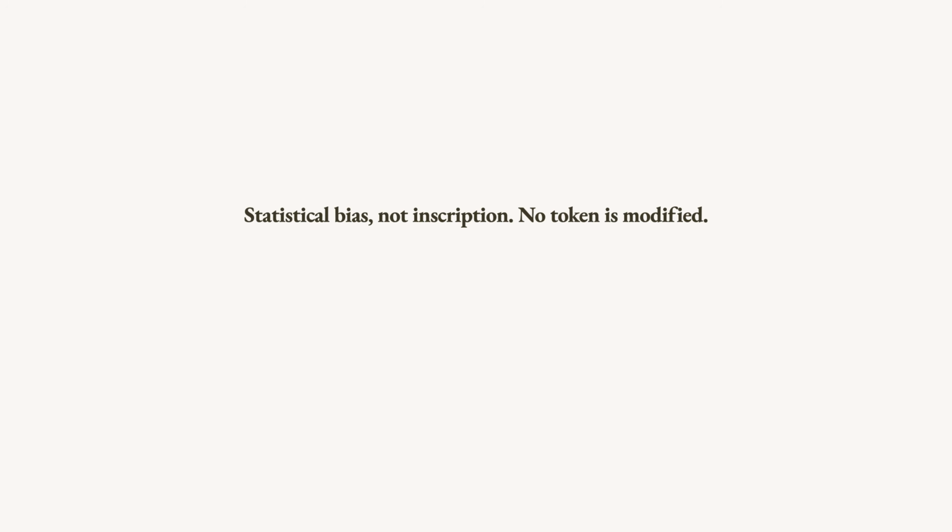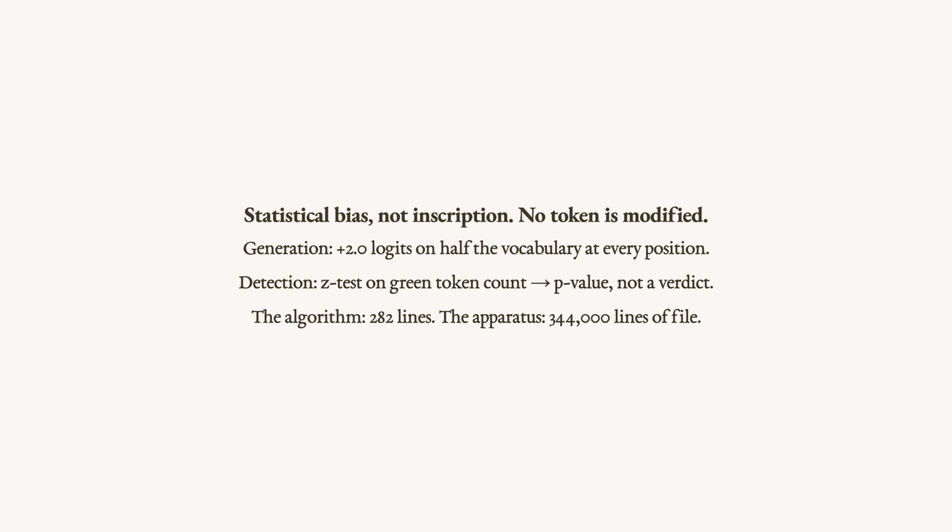The watermark is a statistical bias, not an inscription. At generation, half the vocabulary gets a 2-logit boost at every token position. At detection, a z-test asks whether too many boosted tokens appeared by chance. The algorithm is 282 lines.